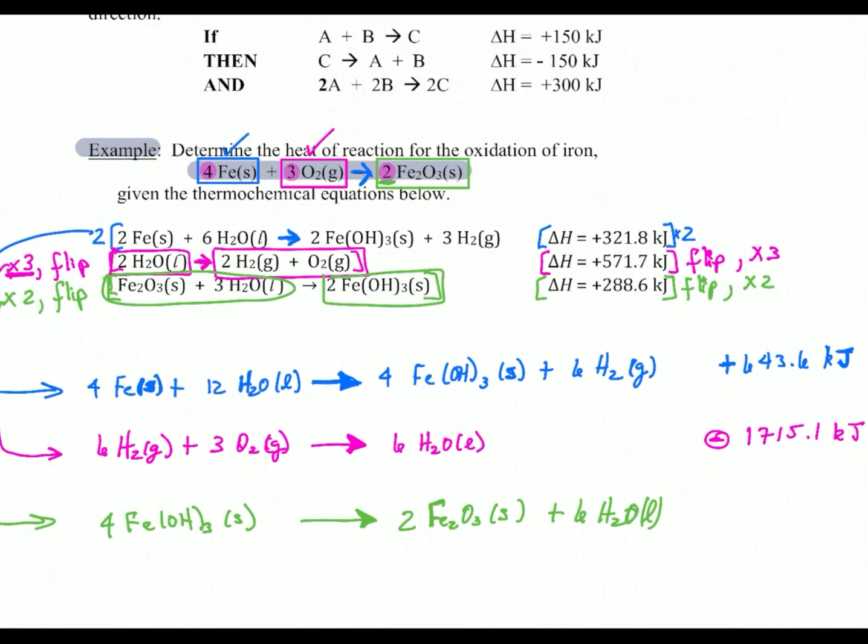So what about the heat value for this equation now? I flipped it, which means I need to change the sign. So it started off positive. It's now going to be a negative. I also multiplied through by 2, so that 288.6 is going to be 577.2.